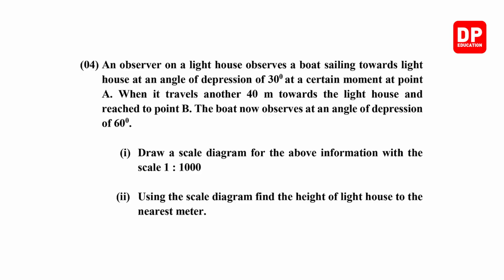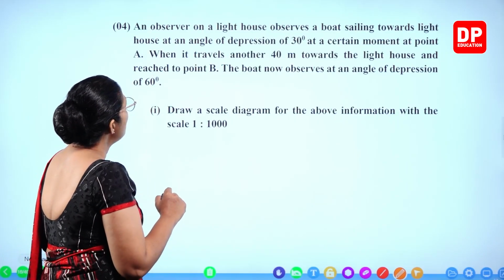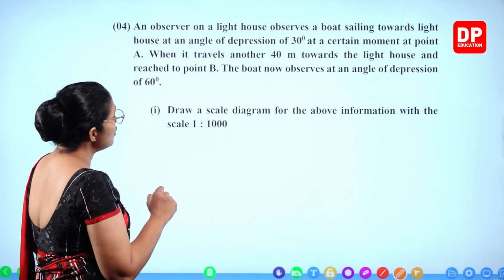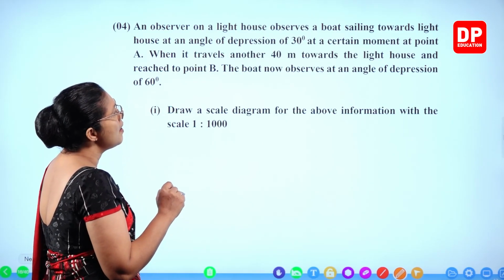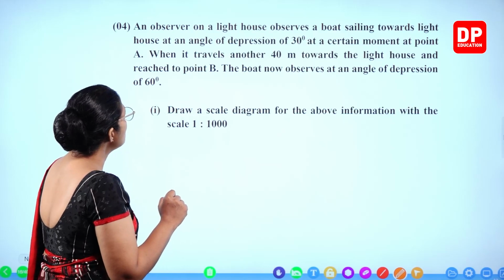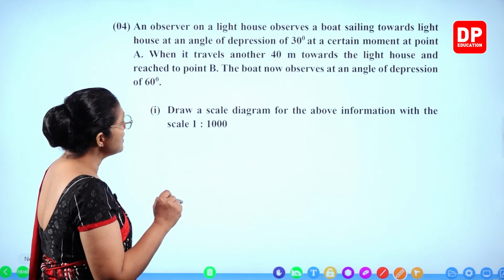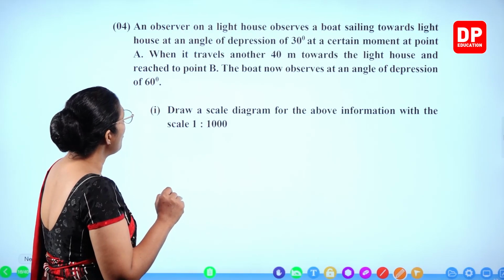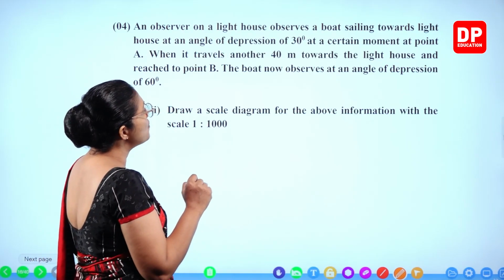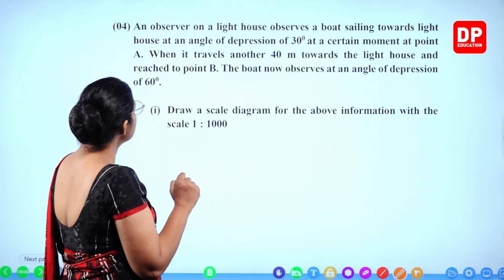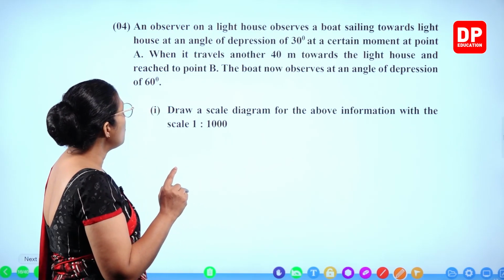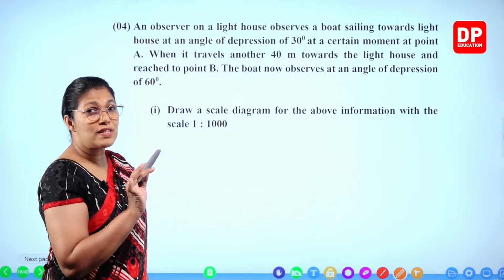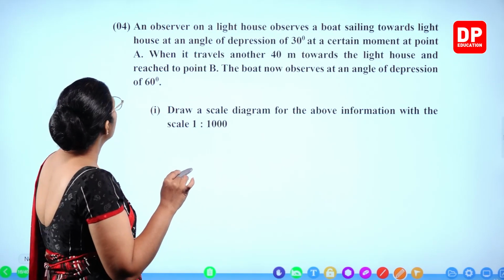Question number 4. So you have to draw a scale diagram there. An observer on a lighthouse observes a boat sailing towards the lighthouse at an angle of depression of 30 degrees at a certain moment at point A. When it travels another 40 meters towards the lighthouse and reaches point B, the observer now sees it at an angle of depression of 60 degrees. Draw a scale diagram for the above information with the scale 1 to 1000. So before that, you need to sketch and see what the diagram is.